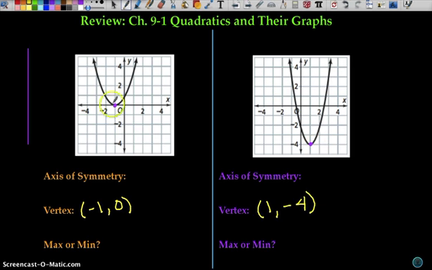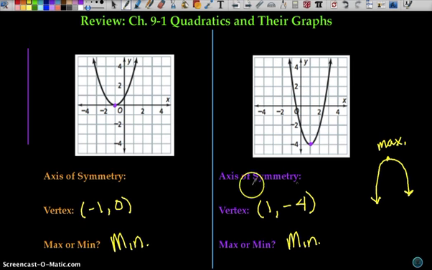Now, if we look at the vertex, is it a maximum or a minimum? Well, you'll notice that in each of these, it's at the bottom. Remember that if it went this way, this is when the vertex would be a maximum.